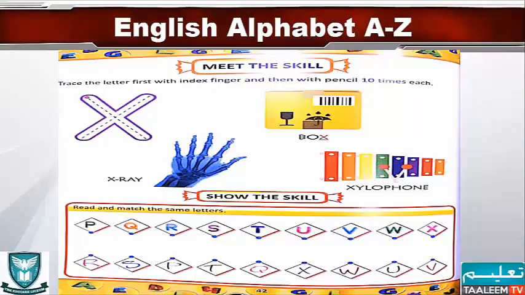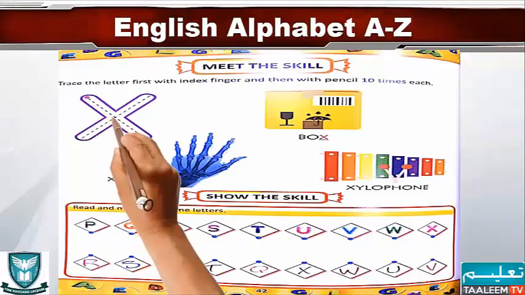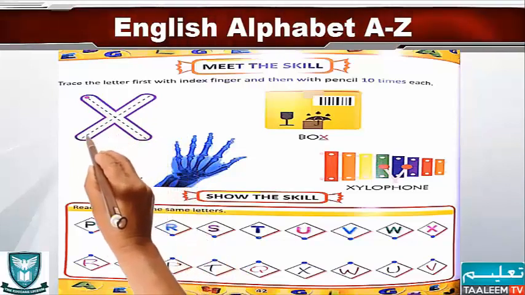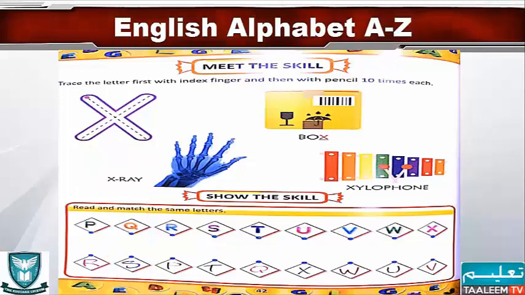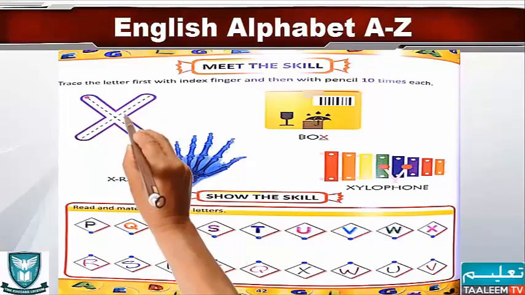Good. Now you can trace the letter X with the help of your index finger 10 times. After that, you can use your pencil to write the letter X 10 times by joining dotted lines.